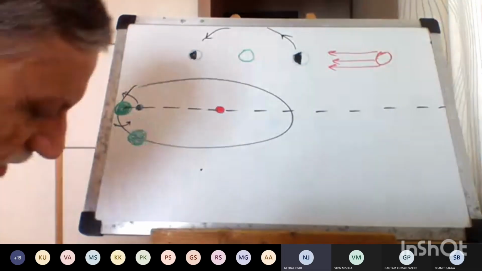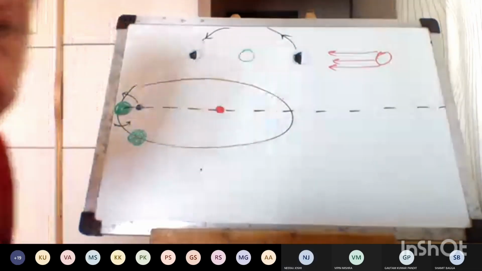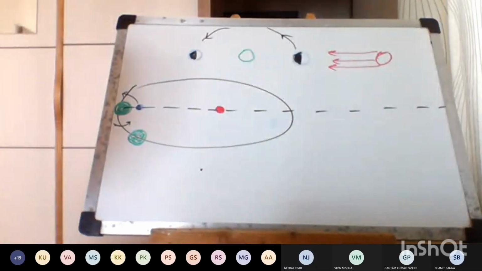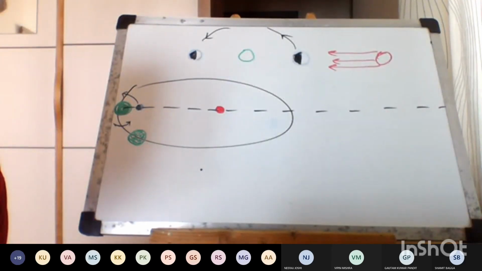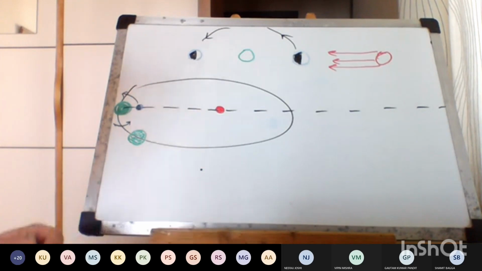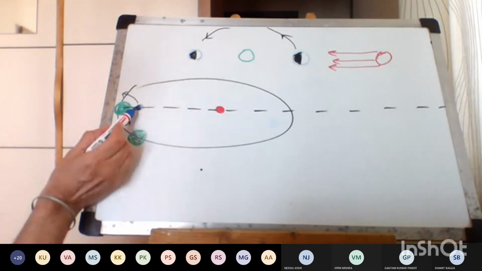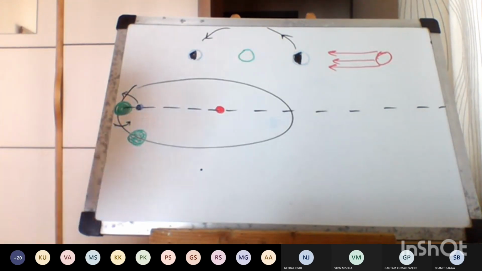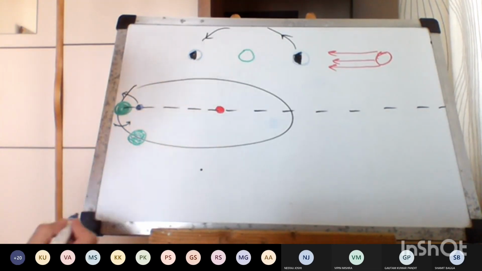Okay, we were discussing the revolution of the moon and how long it takes to make one complete revolution, new moon to the new moon. Correct?